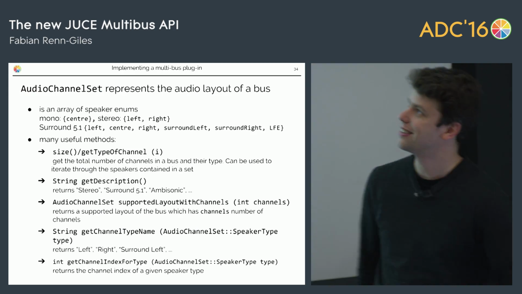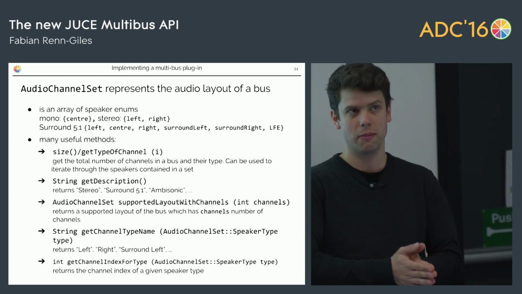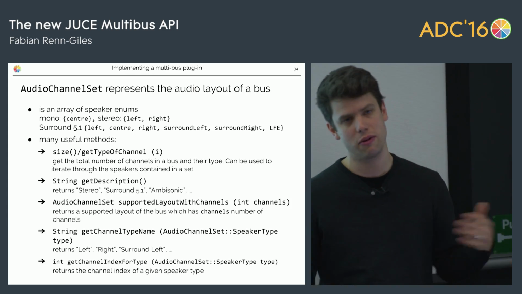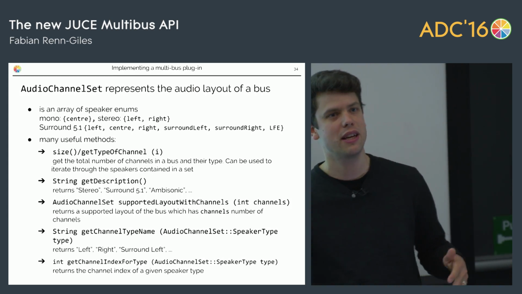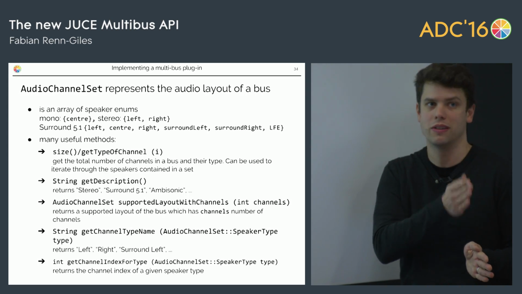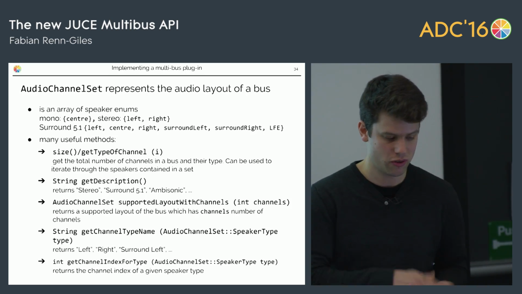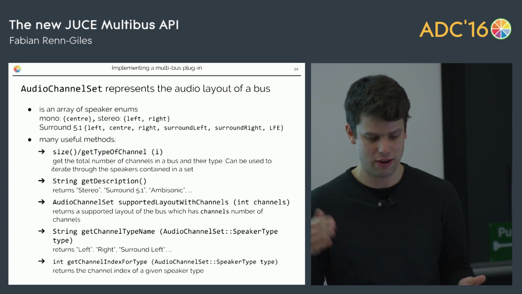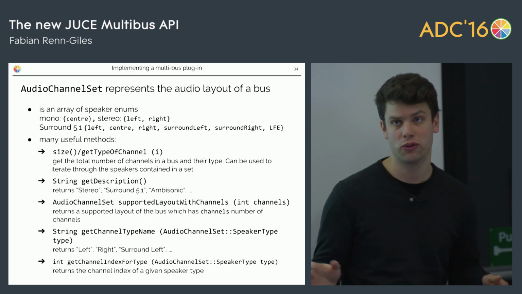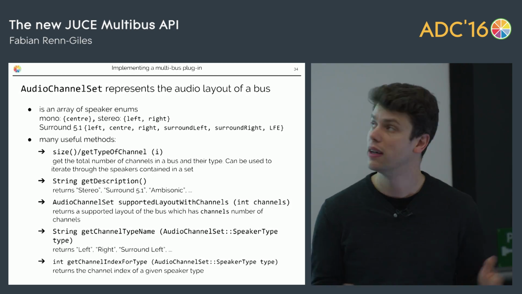So what is this class? Audio channel set is basically just an array of speaker enums. In JUCE 4, we've introduced speaker enums, which are like left, right, surround right, LFE. And an audio channel set is just a set of those speakers. So for example, stereo is just left, right. Surround 5.1 is left, center, right, surround, right, etc. But this audio channel set class has many, many useful methods. I'm only going to go into a few of them. There's, I think, about 20 methods you can use.